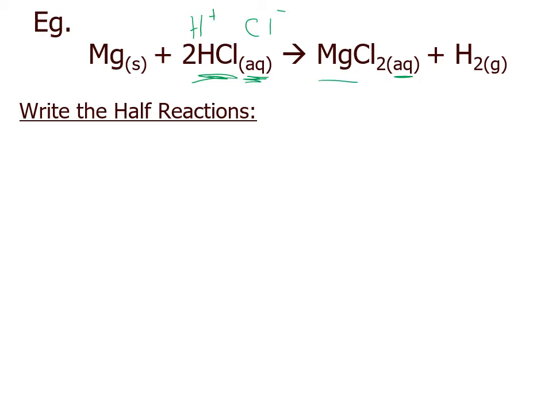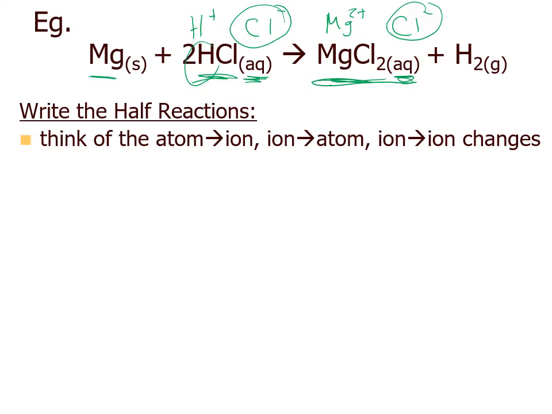Same thing with aqueous magnesium chloride. There are magnesium ions surrounded by water, and there are two chloride ions surrounded by water. They are nowhere near each other. They are in the water, and that's what it means to be an aqueous ionic substance. If we were to write the half reactions, we'd write what's happening to magnesium and what's happening to the hydrogen, because the chloride starts out as a chloride ion and ends up as a chloride ion, so it really hasn't done anything.